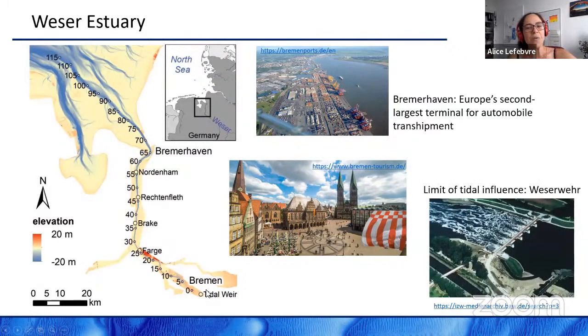And the limit of the tidal influence is here at the tidal weir, which is called in German the Weserwehr, where you have a big weir which blocks the tidal wave. So we have the tidal influence coming from the North Sea into the estuary up to here.